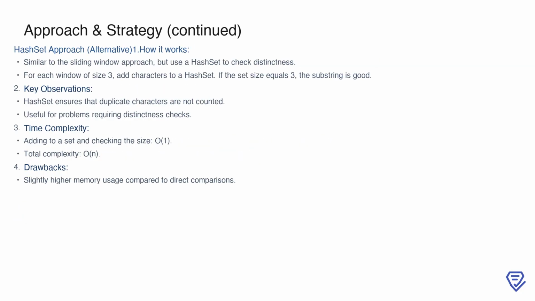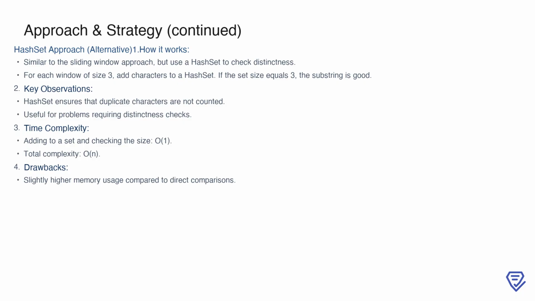Another approach involves using a hash set to ensure distinctness within each window of size 3. Similar to the sliding window method, we move through the string with a fixed size window. For each window, we add the characters to a hash set. If the size of the set equals 3, it means all characters are distinct, and we count the substring as valid. The advantage of this method is that the hash set automatically handles duplicate characters, simplifying the distinctness check.